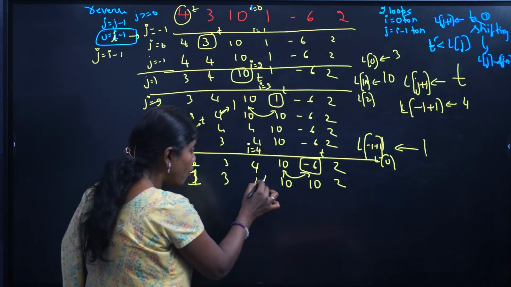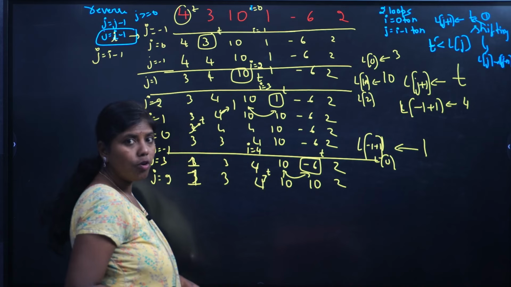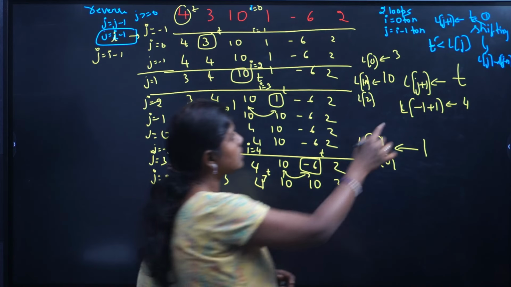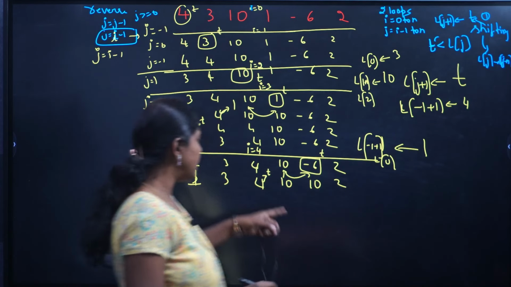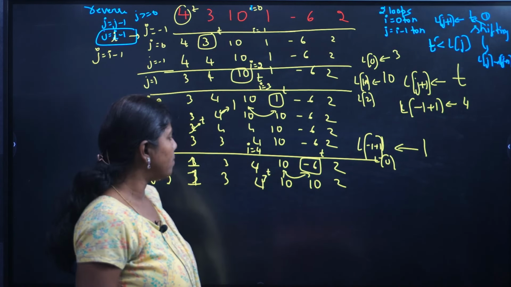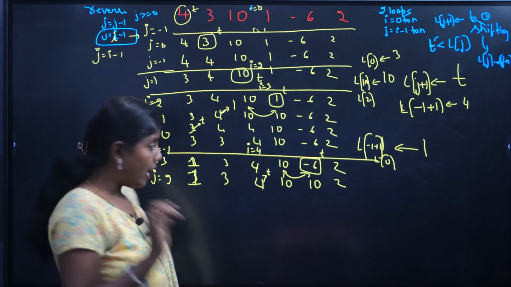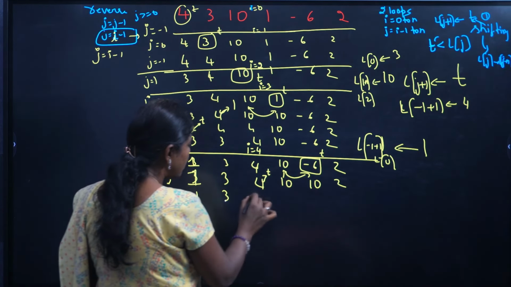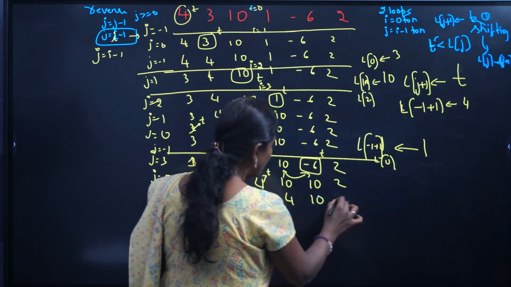2 means 4. You compare 4 with t, no? Temp should be less than L of j. Is temp less? Yes. What is t? Minus 6. Minus 6 is less than 4. I have to shift it. 1, 3, 4, 4, 10, 2.